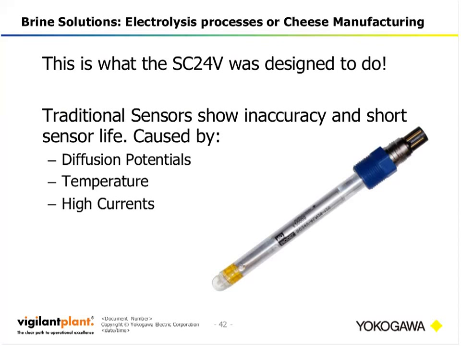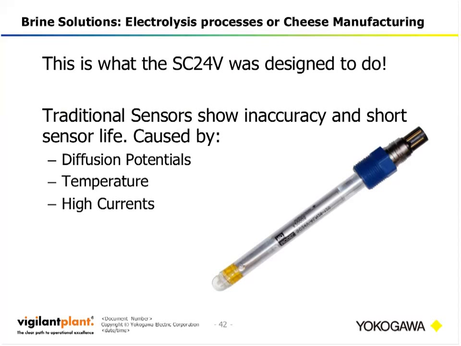Okay, brine solutions are commonly found in electrolysis processes or cheese manufacturing. This is actually what the SC24V, or the independent, when you break it into two, measuring and sodium reference, was designed to do. Traditional sensors have difficulty in this application because of inaccuracy and short sensor life, which is caused by the brine ions creating a large diffusion potential in the reference junction.